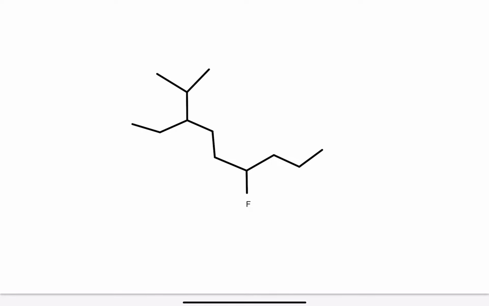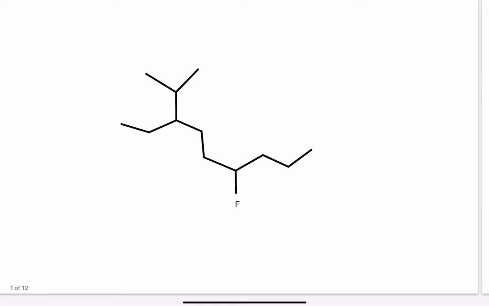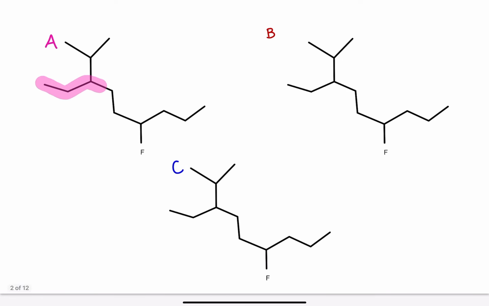I will be commonly referring to the IUPAC rules for alkane nomenclature, as they should always be considered when determining the name of a compound. So let's begin. Step 1 is to find and name the longest continuous carbon chain.